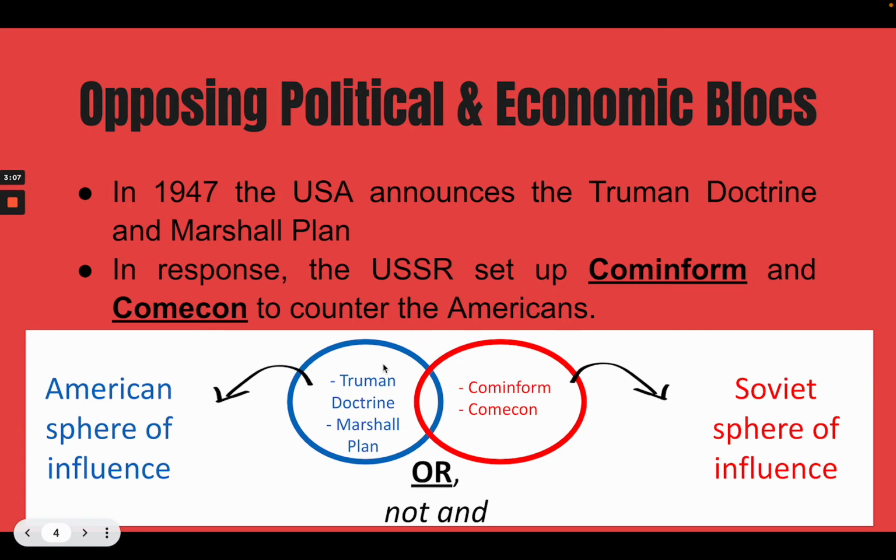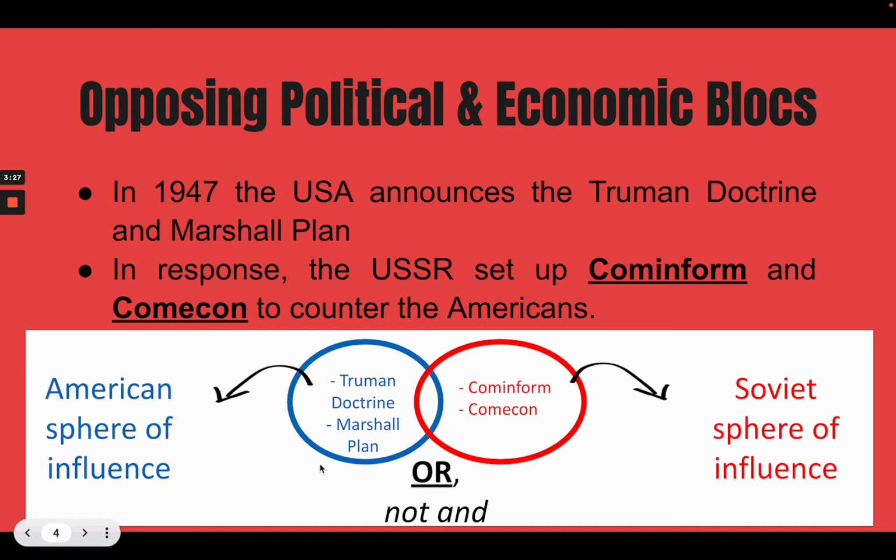And they attempted to do this through political and economic alliances. So we've recalled the Truman Doctrine was a political idea that the Americans were going to support countries that were at risk of falling to communism. That's the political idea. Economically, how do we do this? How do we prevent people from falling to communism? It's through the Marshall Plan, where they'll supply a lot of money. And in response to this, Cominform and Comecon were formed.